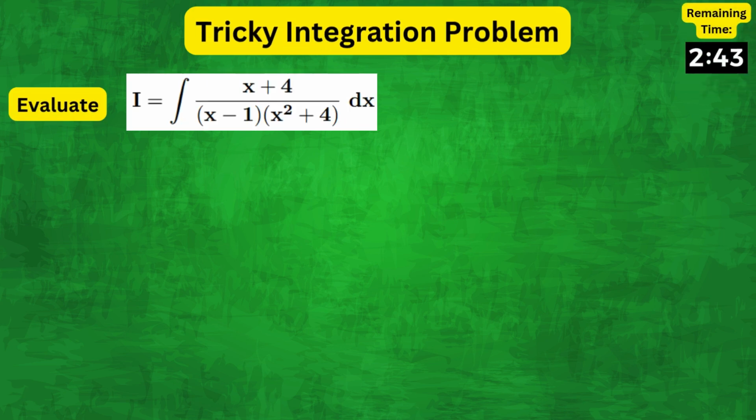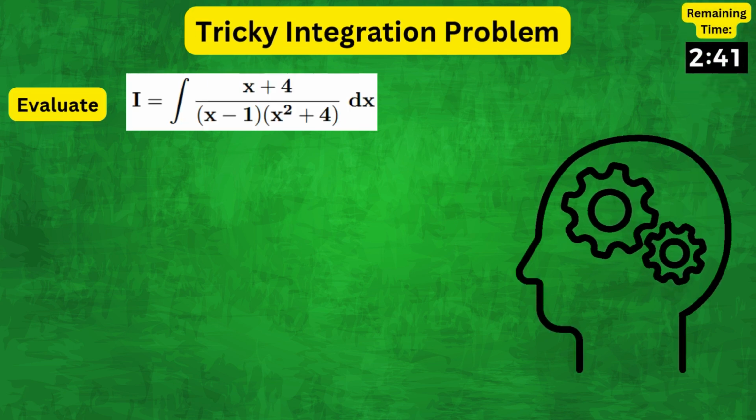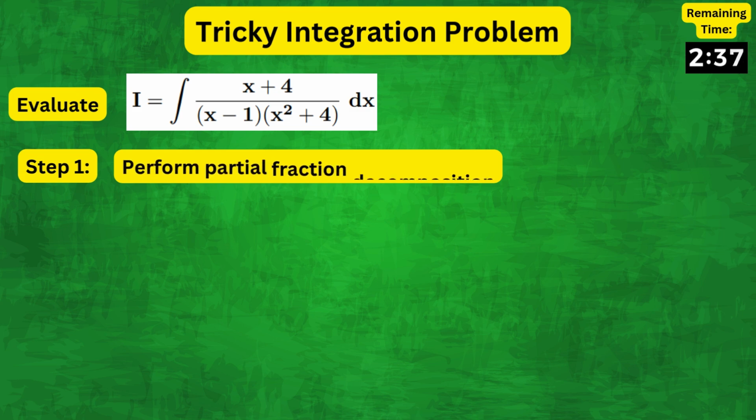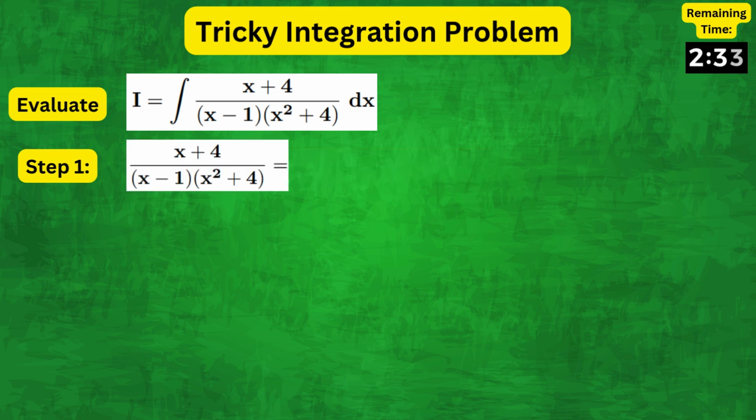We have this integration problem which looks easy, but is actually quite tricky to solve. The first thing we need to do is to perform partial fraction decomposition. Note that the denominator has a linear factor, x minus 1, which we can represent in the form A over x minus 1. Then we have the irreducible quadratic factor, x squared plus 4.